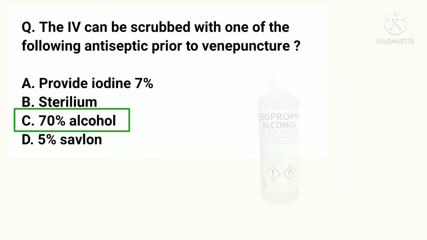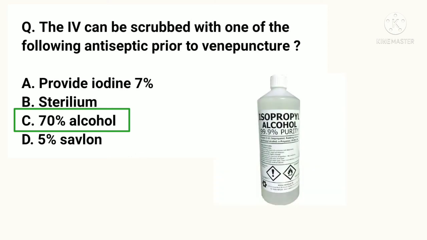According to the World Health Organization, swab the injection site with 70% alcohol for 30 seconds, then let the area dry for another 30 seconds so that the alcohol doesn't enter the puncture site.